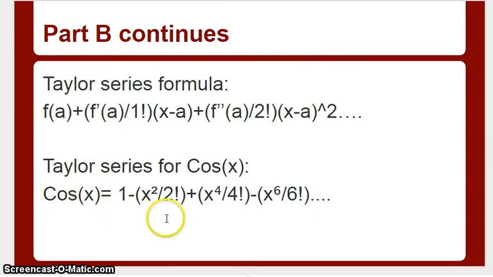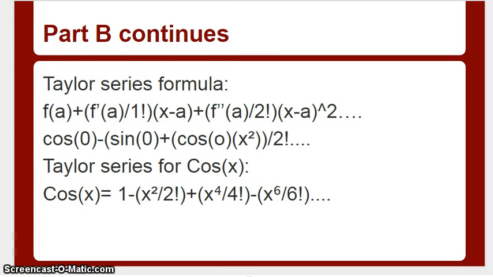It's 1 minus x squared divided by 2 factorial plus x to the 4th divided by 4 factorial minus x to the 6th divided by 6 factorial. Now let's take a look at cosine of x. Okay, so let's take a look at cosine of 0. So we know that cosine of 0 equals 1. Therefore, making this first term 1. Now the derivative of cosine would be negative sine, therefore making this whole term 0. Therefore, you don't see any first term here. Let's take a look at the second term.